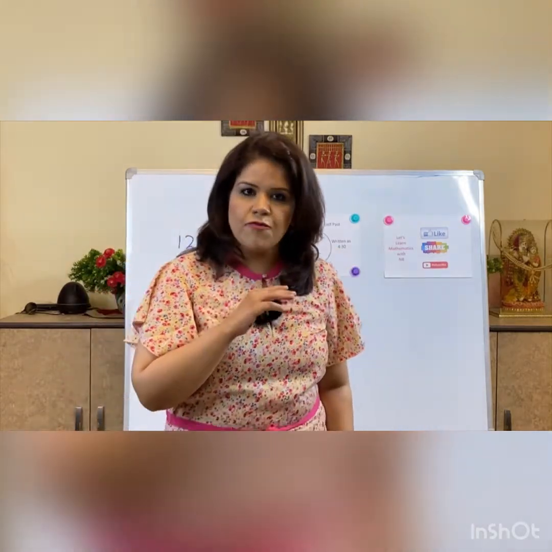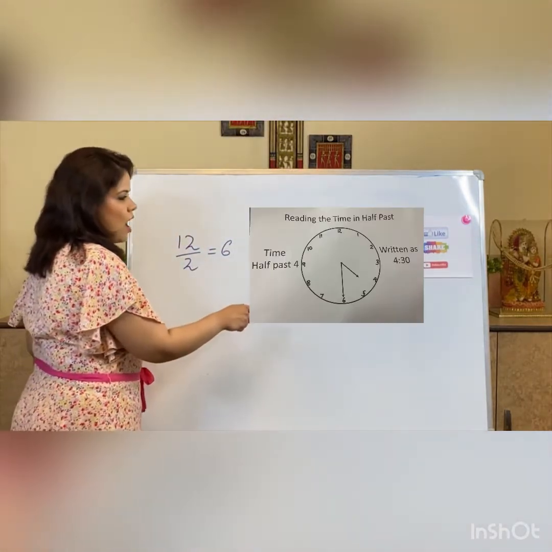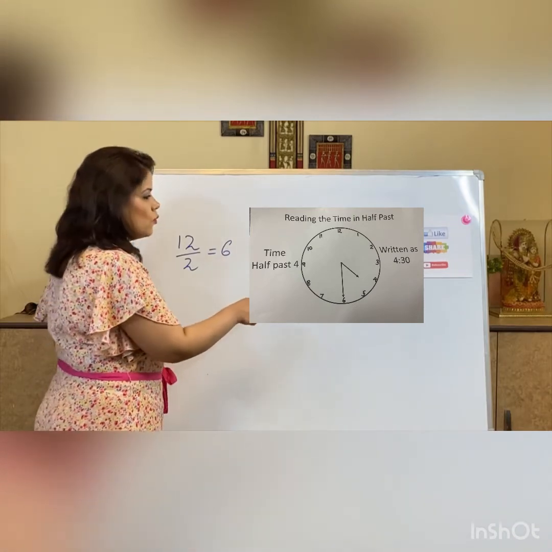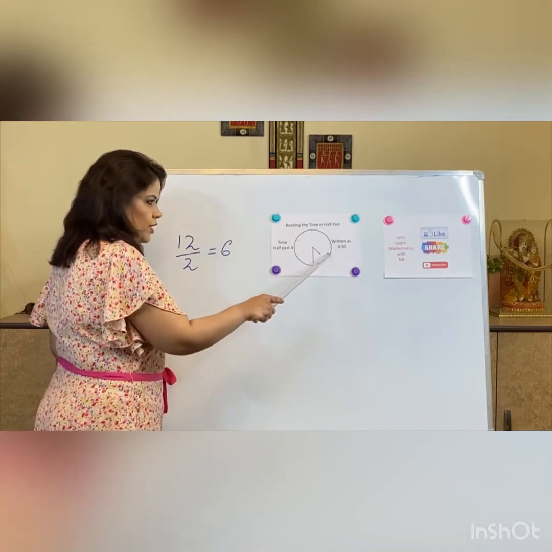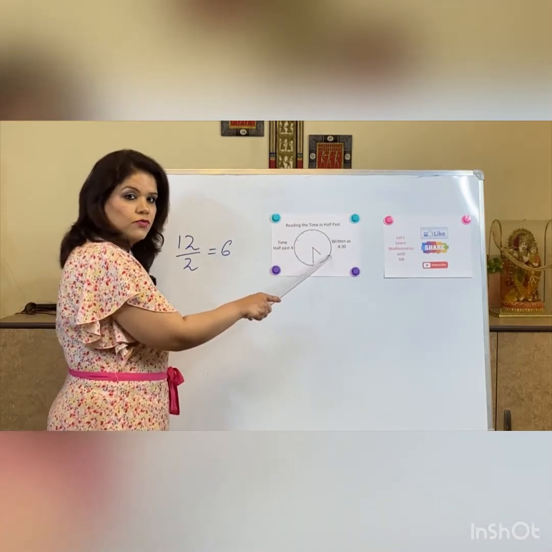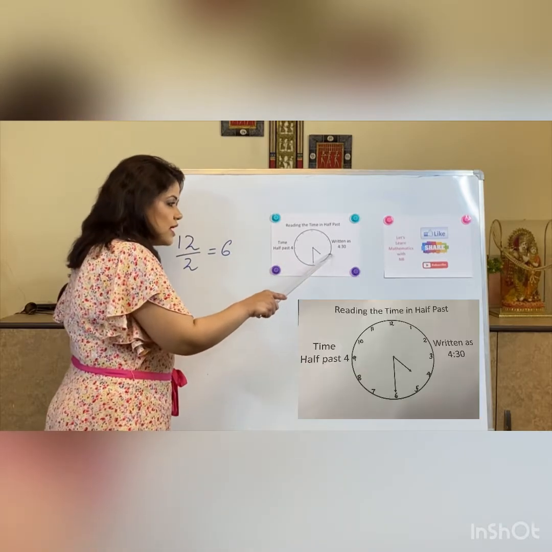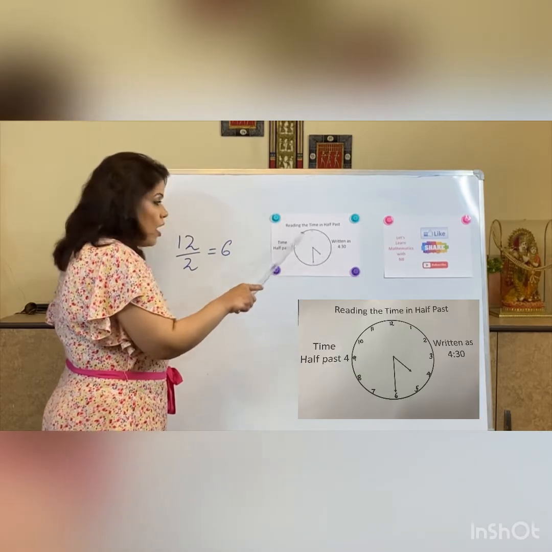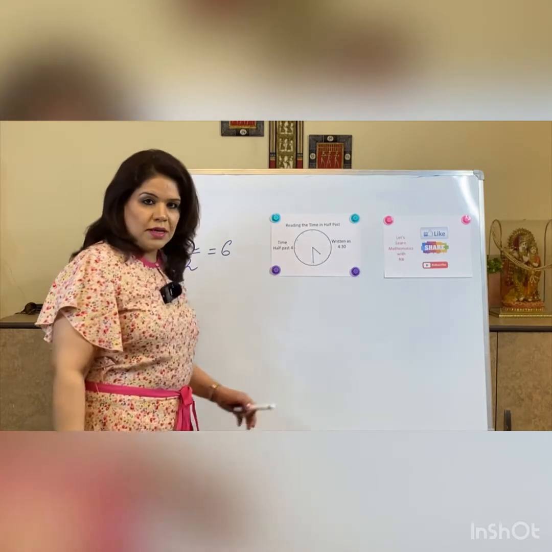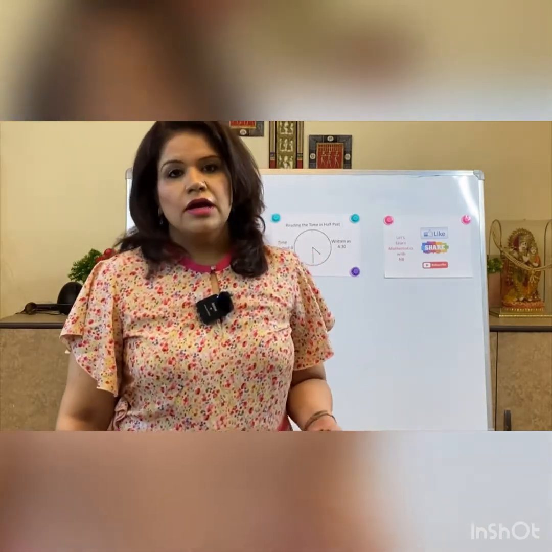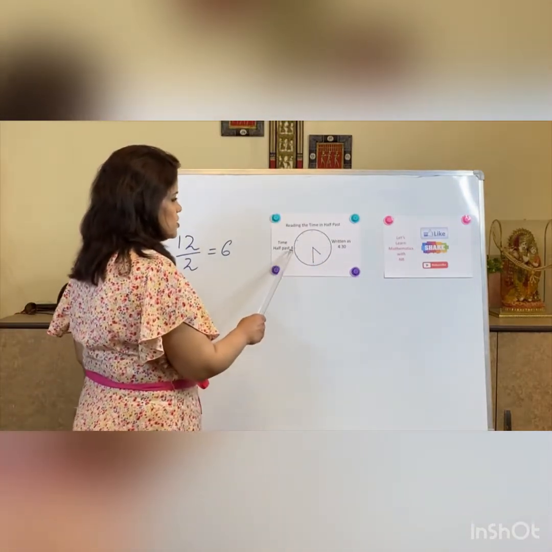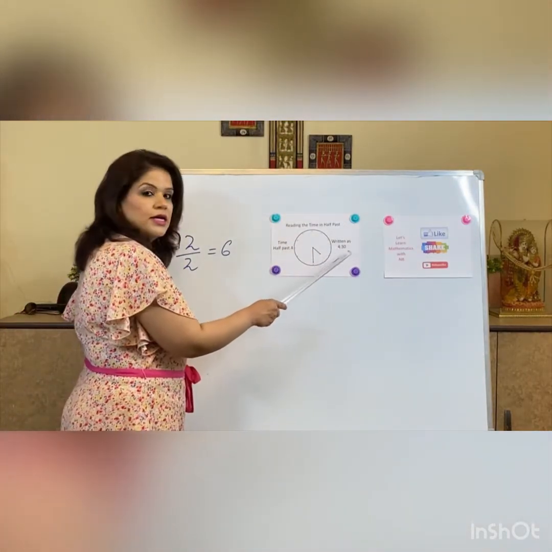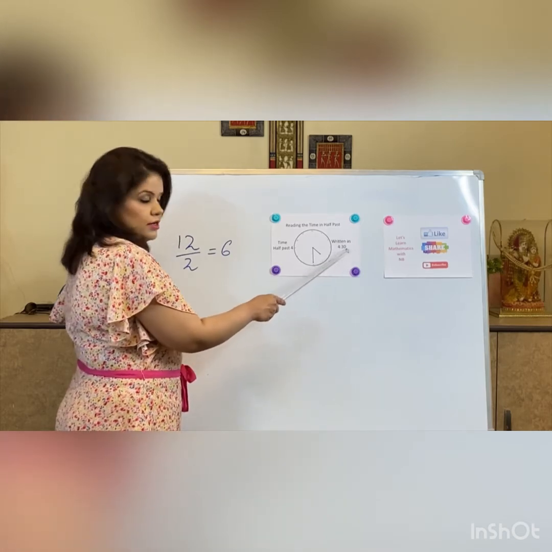That means half past. Now whatever the hour hand is at will tell us what we say for the hour. Since our hand is going from 4 towards 5, we will say half past 4. That means, to come to 5, the minute hand has already covered half of the circle of a clock. So that's why we will say half past 4, and we will write it as 4:30 in a digital clock.